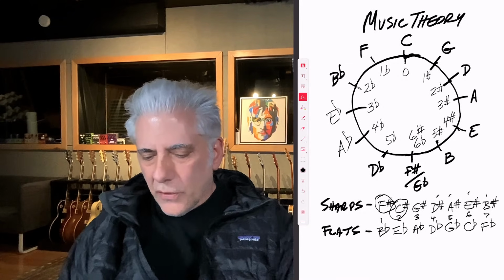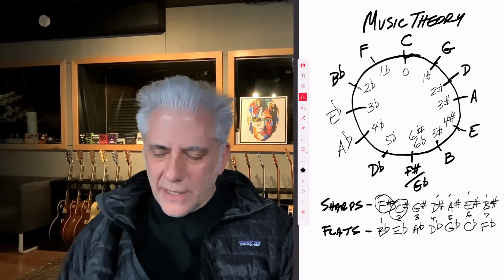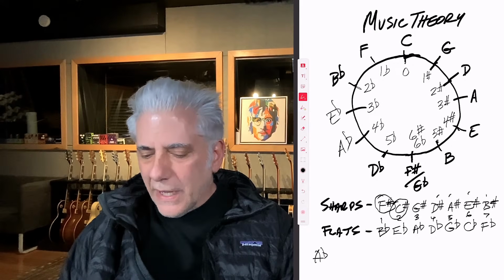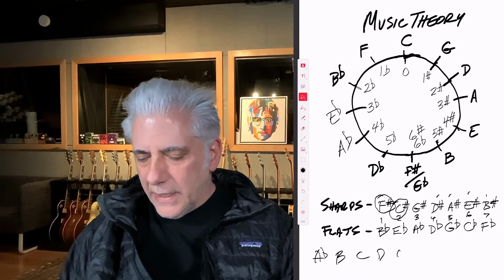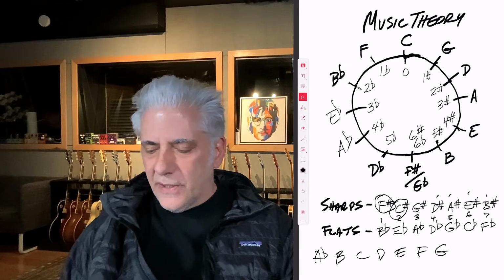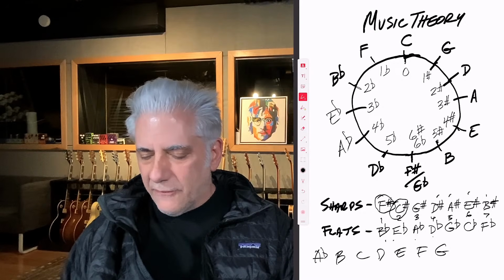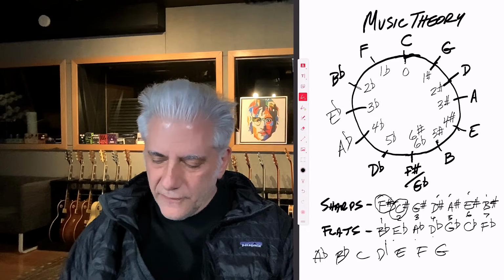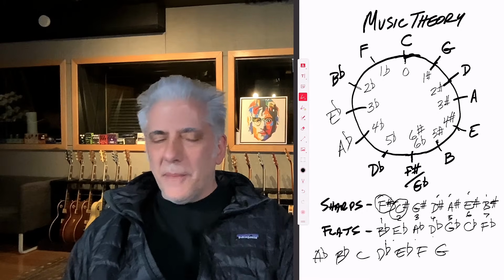So for the order of flats, let's take the key of A flat major. I'm going to start with A flat, then write out the letter names, B, C, D, E, F, G. Then I'm going to fill in the flats. There are 4 flats in it: B flat, E flat, A flat, D flat. We have A flat in there, then B flat, D flat, and E flat. That's an A flat major scale.